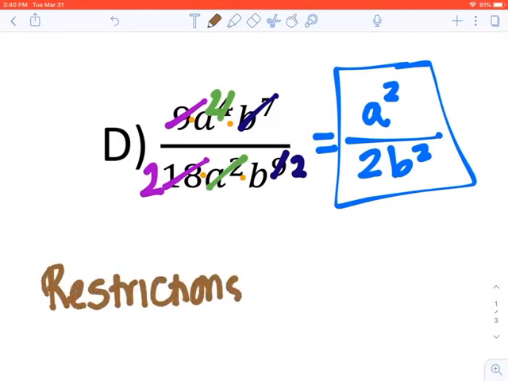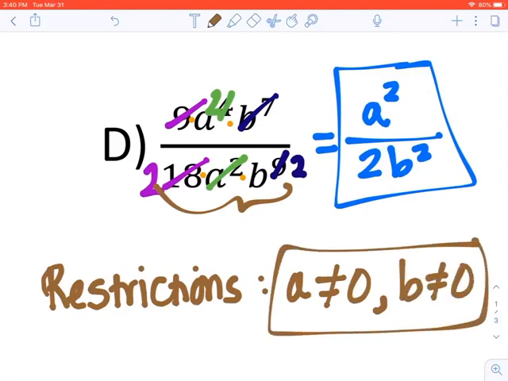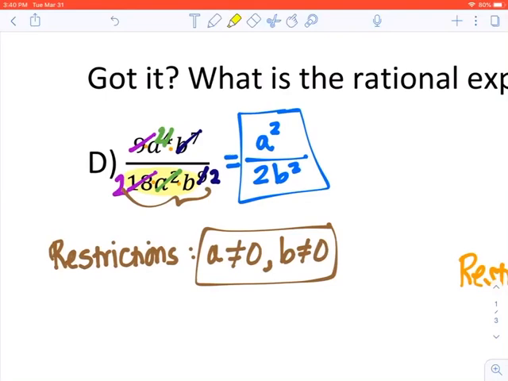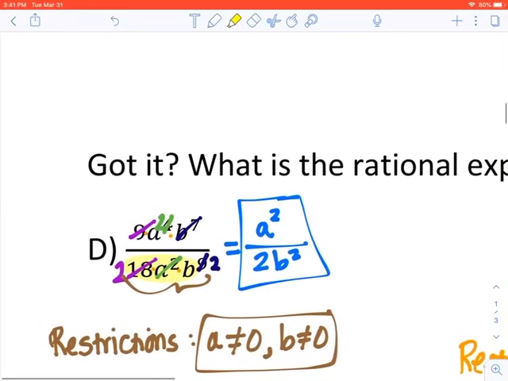Okay, the restrictions, it's where the denominator equals 0. So for a squared, a can't be 0. And then b to the 9th, b can't be 0 again, okay, because 0 to the 9th power is 0. So those are your restrictions. A and b can't be 0. Your restrictions, again, come from the original expression, the original problem, okay? And so those aren't too bad. You're just reducing the same variables and the same numbers, okay?